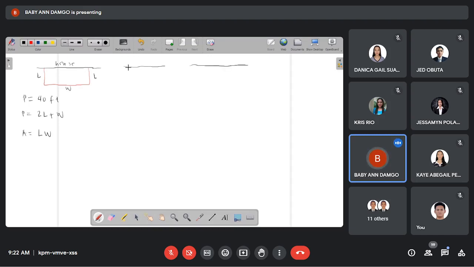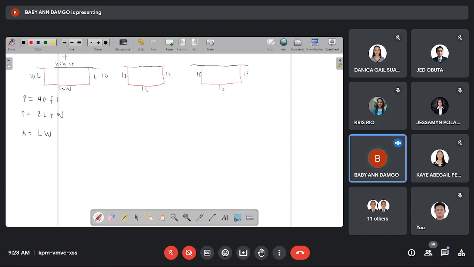Okay, so we have here, it's possible that we have 10, 10, this is 20. Another, it can be 12, 12, 16. Another, we have 15, 15, 10. But what we need is to maximize the area. So how do we do it? Through the first derivative.